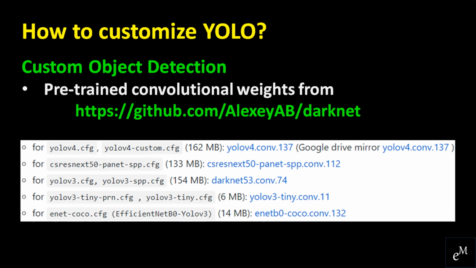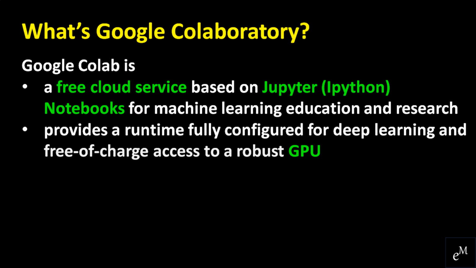However, to retrain YOLO, we need a decent GPU in order to speed up our training. And it comes with the help of Colab. Google Colab is a free cloud service based on Jupyter notebooks for machine learning education and research. It provides a runtime fully configured for deep learning and free-of-charge access to a robust GPU. Colab is the perfect space to do your research, tutorials, or projects. However, not everything can be wonderful. Colab has some limitations that can make some steps a little bit hard or tedious, and we will discuss how we tackle some of the limitations.